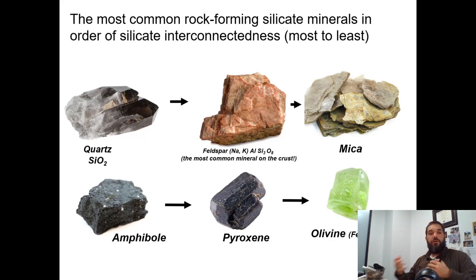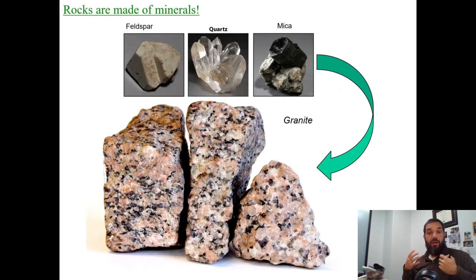Okay, so those are actually shown in a very specific order. It's showing you from most interconnected with quartz to least interconnected with olivine, where you actually see that in olivine, none of the silicate tetrahedrons are touching each other, whereas in quartz, all of them are interconnected. And it creates very different physical properties for those minerals and therefore for the rocks.